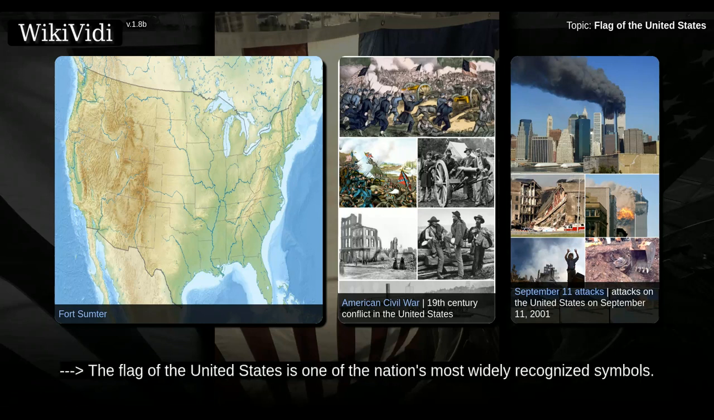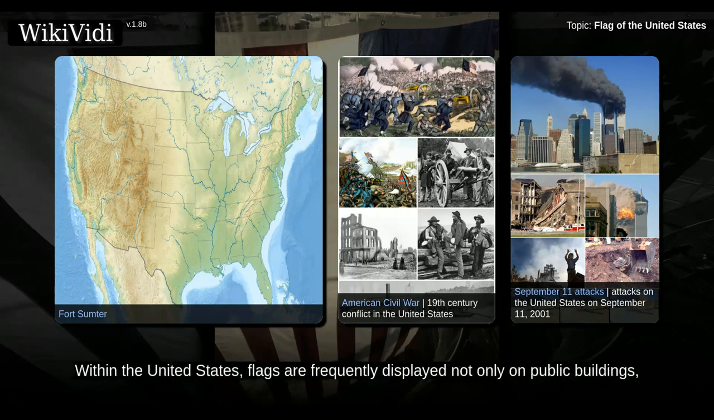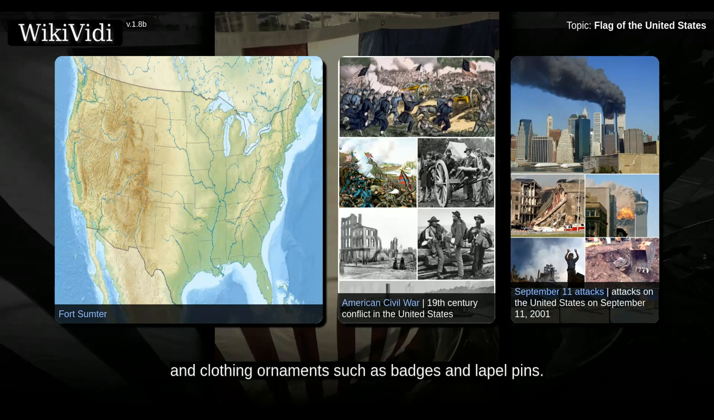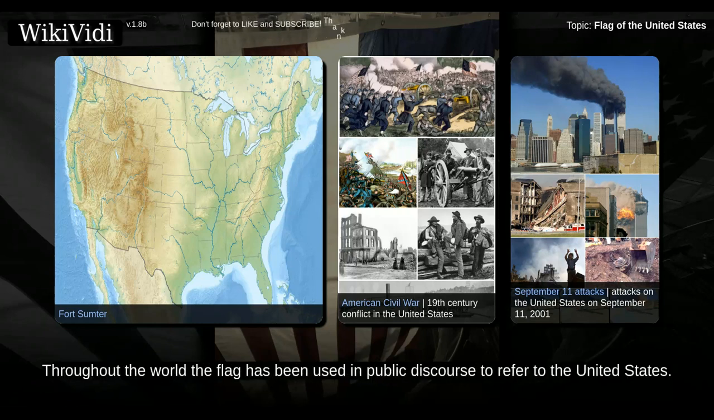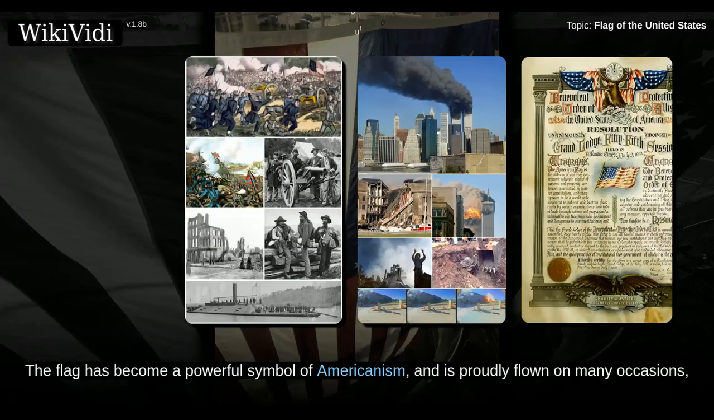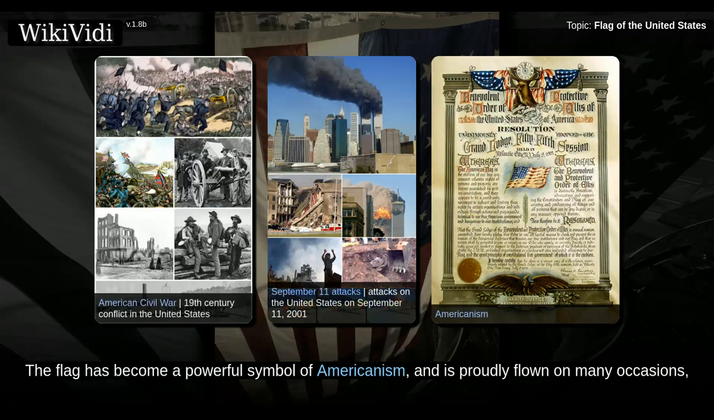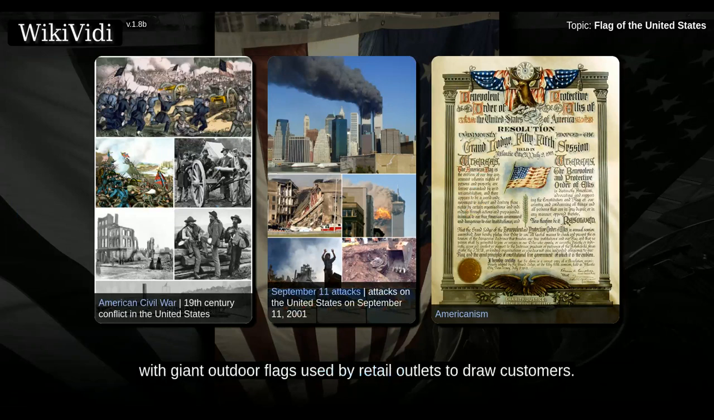The flag of the United States is one of the nation's most widely recognized symbols. Within the United States, flags are frequently displayed not only on public buildings, but on private residences. The flag is a common motif on decals for car windows and clothing ornaments such as badges and lapel pins. Throughout the world, the flag has been used in public discourse to refer to the United States. The flag has become a powerful symbol of Americanism and is proudly flown on many occasions, with giant outdoor flags used by retail outlets to draw customers.